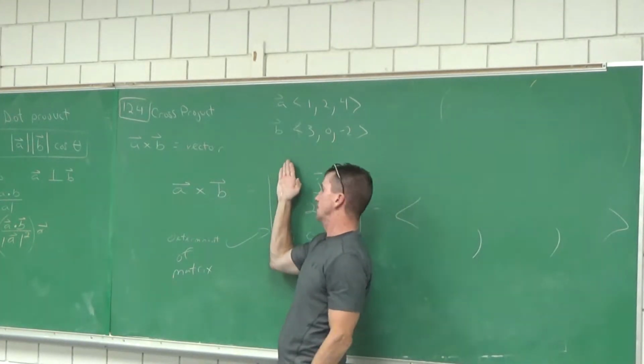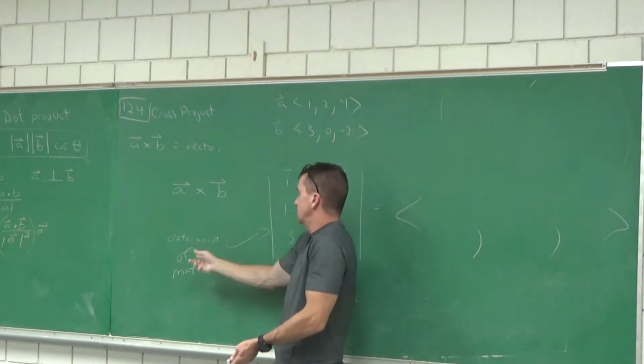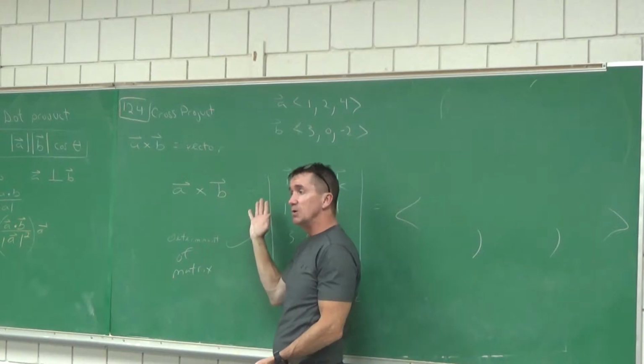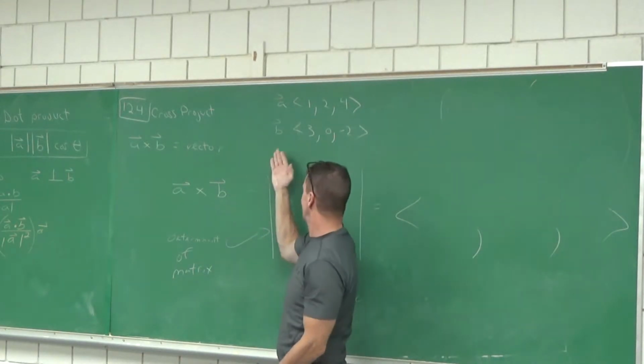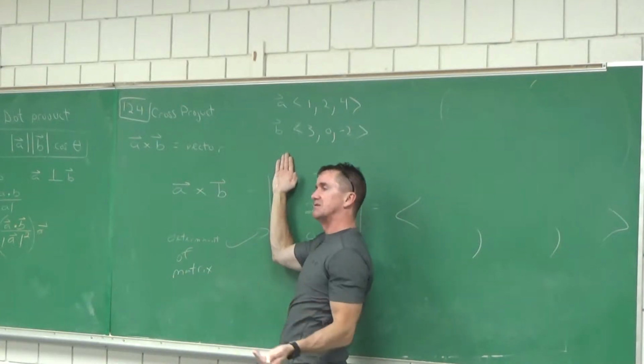When you hide which column? First column. It's just called the determinant of a matrix, but it will give us this actual cross product. So what's the first component? What's -4 minus 0? -4.